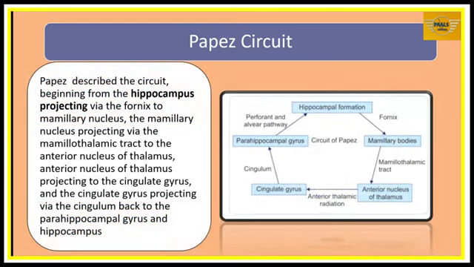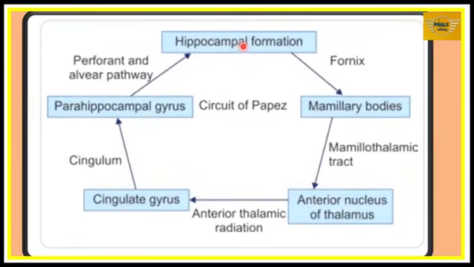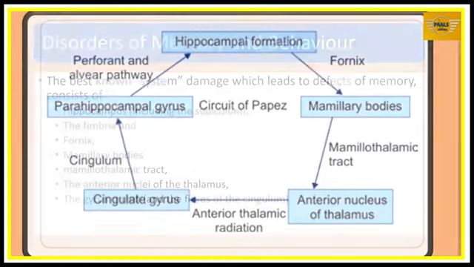The connections: this circuit starts from the hippocampus, and then from the hippocampal formation, it will connect to the mammillary body, and this connection is via a fiber called the fornix. From the mammillary body, the mammillothalamic tract will connect to the thalamus, that's the anterior nucleus of thalamus. Now here, the anterior thalamic radiation will connect to the cingulate gyrus, and then the cingulum will connect from the cingulate gyrus to the parahippocampal gyrus, specifically the entorhinal cortex. And from here, it goes back to the hippocampal formation.